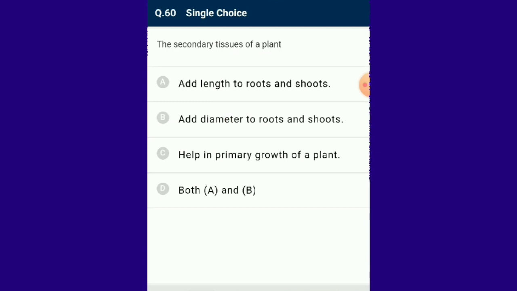Question number 60. The secondary tissue of a plant. Secondary tissues in plants are responsible for secondary growth, which is increase in diameter of the plant. Secondary growth results from lateral meristems. So the answer is option B. Secondary tissue of plant adds diameter to roots and shoots.